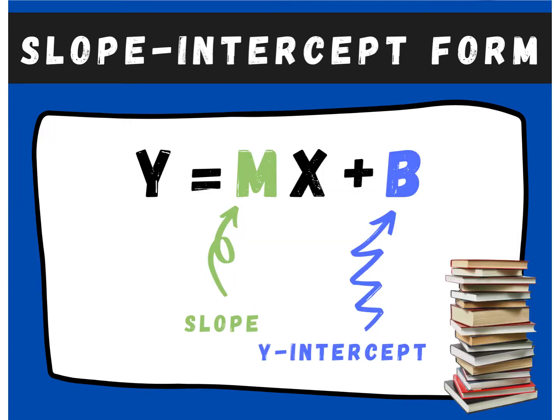Now the form we're focusing on in this video is y equals mx plus b. That's the slope-intercept form for the equation of a line. As a reminder, m represents the slope and b represents the y-intercept.